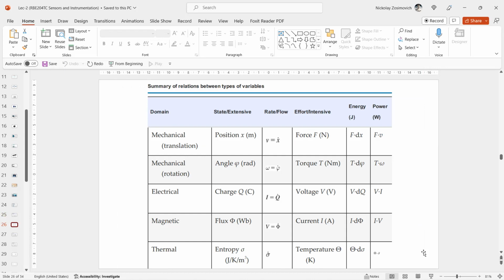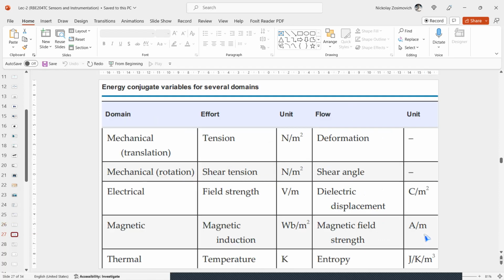Another classification is with respect to energy conjugation. Another way to define pairs of variables is based on the property that their product equals energy per unit volume, so we may see J over meter cubed. And this table lists their pairs for the major domains. The most fundamental categorization of quantities is based on thermodynamic law. The description is in particular useful in the field of material research and optimization of our sensor material.